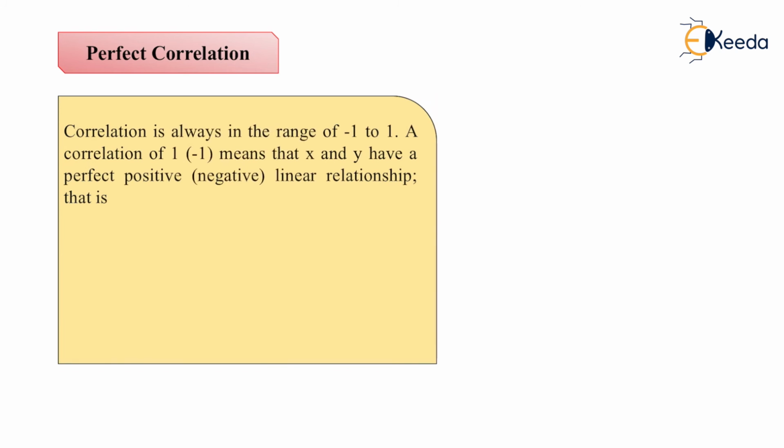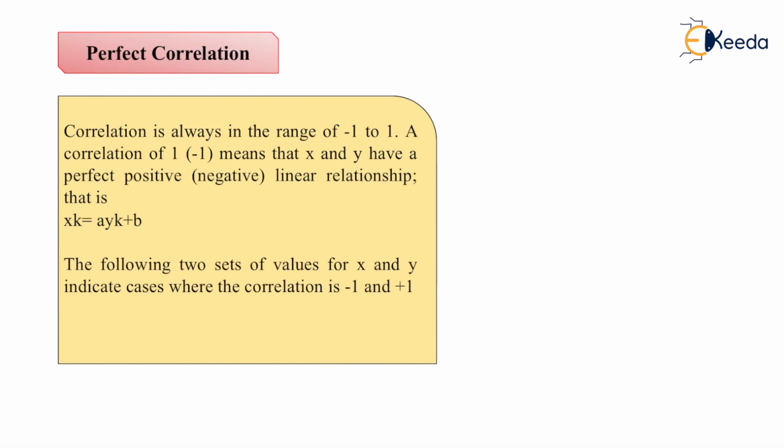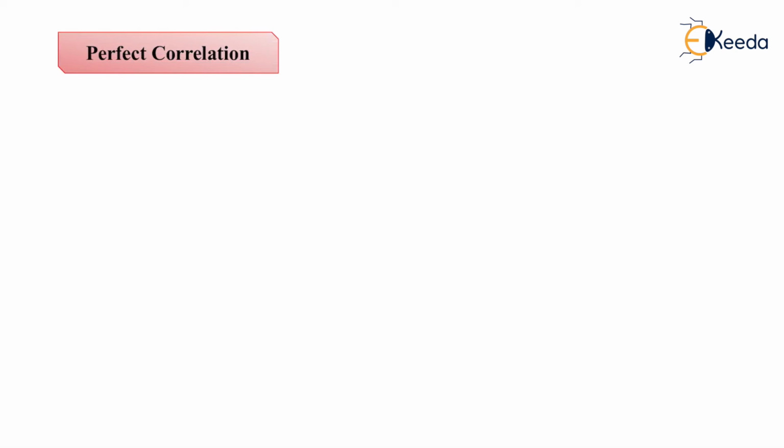Now, perfect correlation. Correlation is always in the range of minus 1 to 1. A correlation of 1 means that x and y have a perfect positive linear relationship, that is, x of k is equal to a times y of k plus b. The following two sets of values for x and y indicate cases where the correlation is minus 1 and plus 1. Here both sets of values are almost similar.